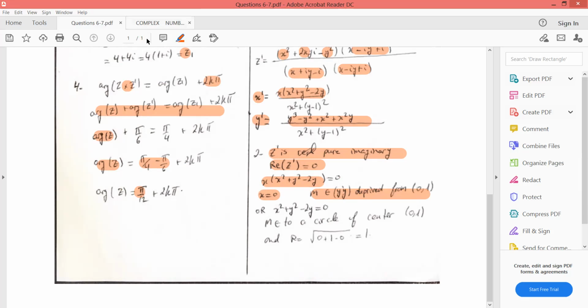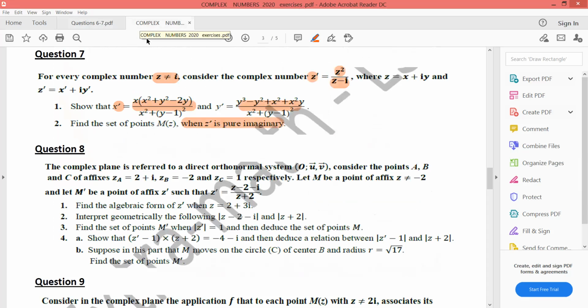Why deprived from the point 0 1? We said z is different from i, right? You see, here z is different from i. What is the image of this point i? It is 0 1. Z cannot be that point. So M belongs to the y axis except the point 0 1.